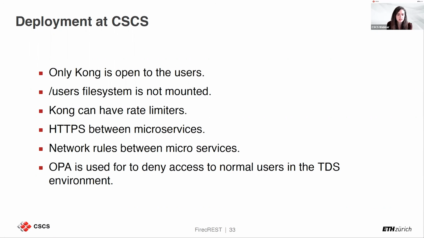Another thing that we do at CSCS is that all the microservices talk amongst themselves with HTTPS requests, and we also have some additional network rules so that not every microservice is available to all the other microservices. Of course, they're never open to the users, but they are also not open to all the rest. They're open only to the necessary ones. And I already mentioned this, but we also use OPA, the way we use it is to deny access to normal users in the TDS environment.